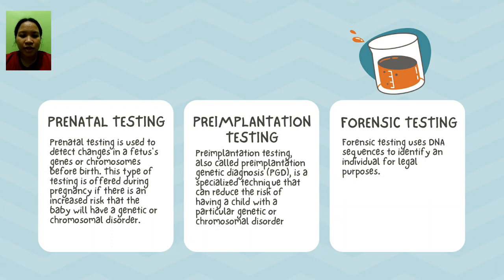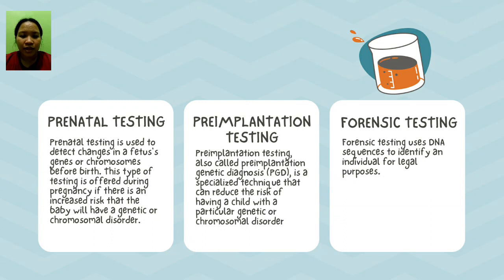In vitro fertilization involves removing egg cells from a woman's ovary and fertilizing them with sperm cells outside the body. To perform pre-implantation testing, a small number of cells are taken from these embryos and tested for certain genetic changes. Only embryos without these changes are implanted in the uterus to initiate a pregnancy.